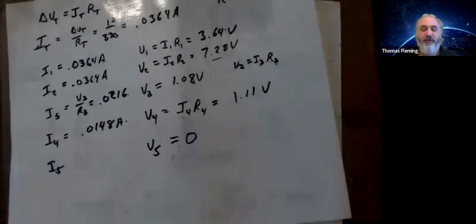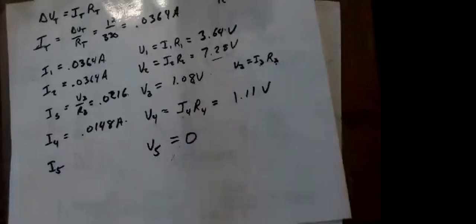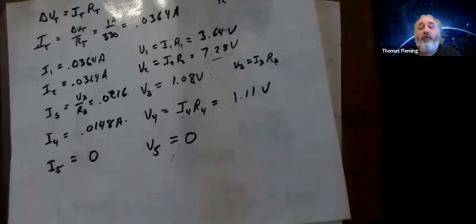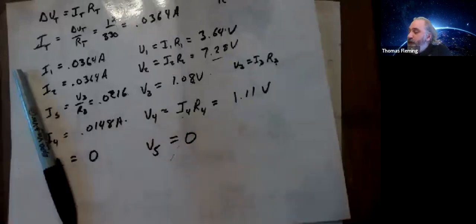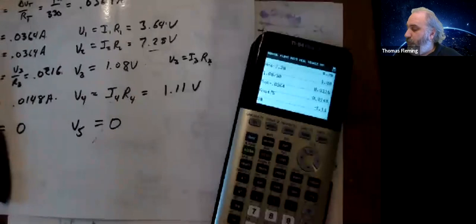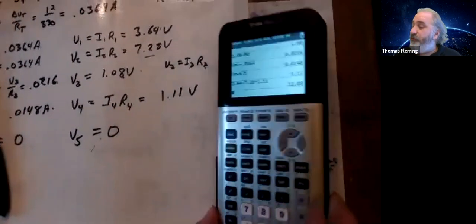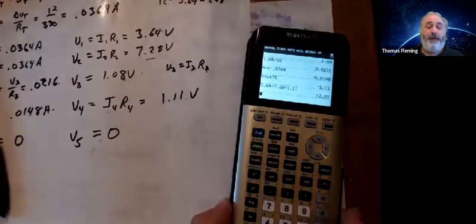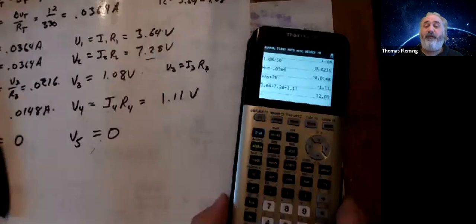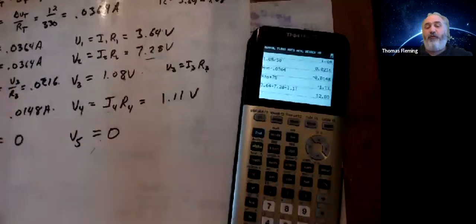V5 has to be 0. But that means that I5 has to be 0, which we already figured out because it was a short circuit. Now, I'm kind of playing a little fast and loose because you'll notice, for the way that we rounded here, 3.64 plus 7.28 plus 1.11 actually equals 12.03. Not 12 exactly, it's 12.03. Well, why is it 12.03?